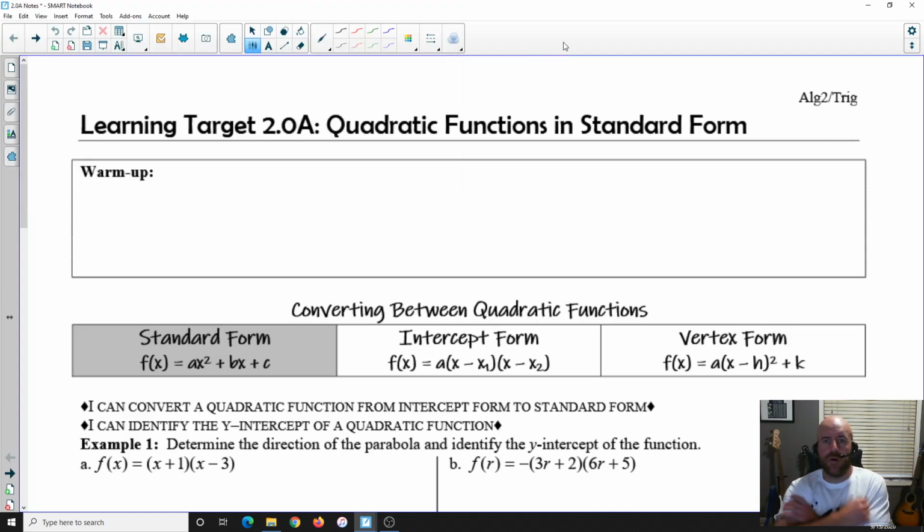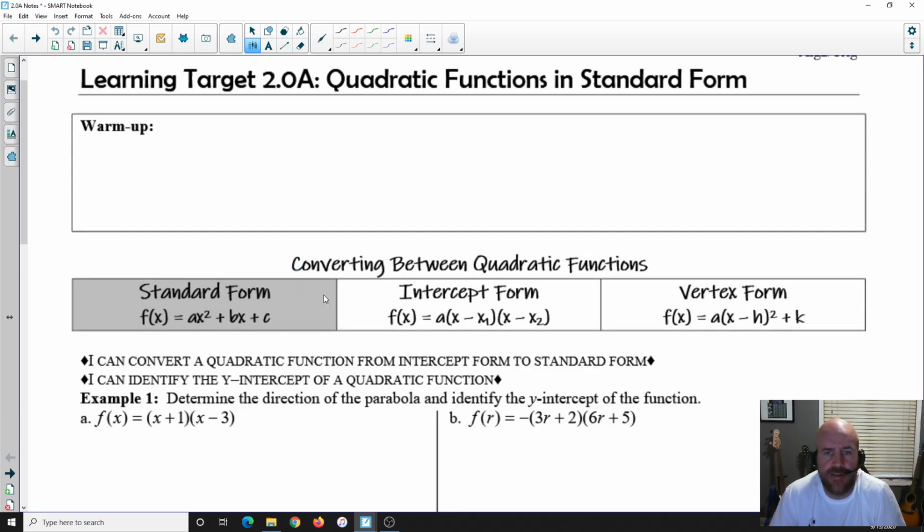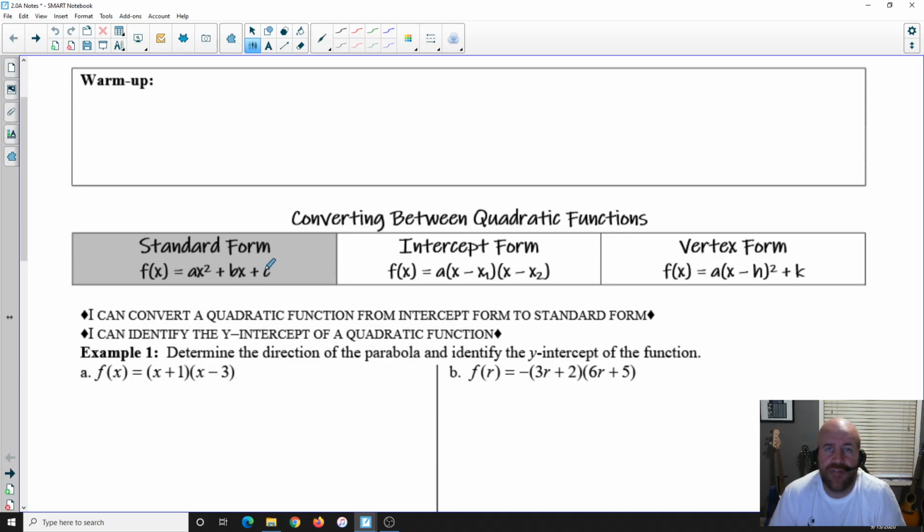All right, so welcome to quadratic functions. In this unit, we're going to be dealing with parabolas, quadratic functions. In the first couple sections, we're going to be dealing with different forms of quadratic functions. So the first thing we need to look at is what standard form is.